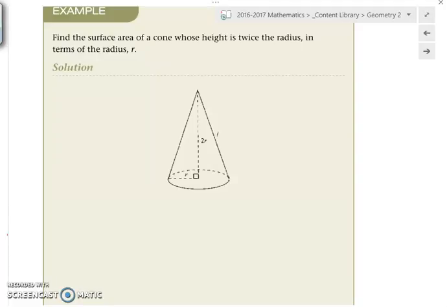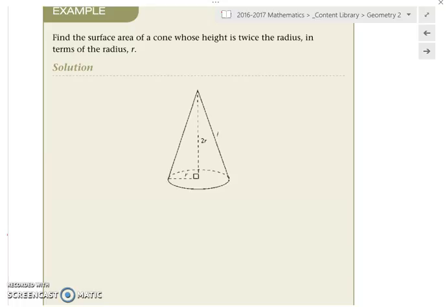Years 9, 10, 11, that sort of thing, you'll get given questions where you have to find the surface area of a cone, and they'll give you lovely numbers, and you'll plug them into the formula and solve them. In this particular case, we don't have lovely numbers. We have a cone whose height is twice its radius, and we have to find the surface area in terms of the radius r. Does everyone understand what the question's asking?